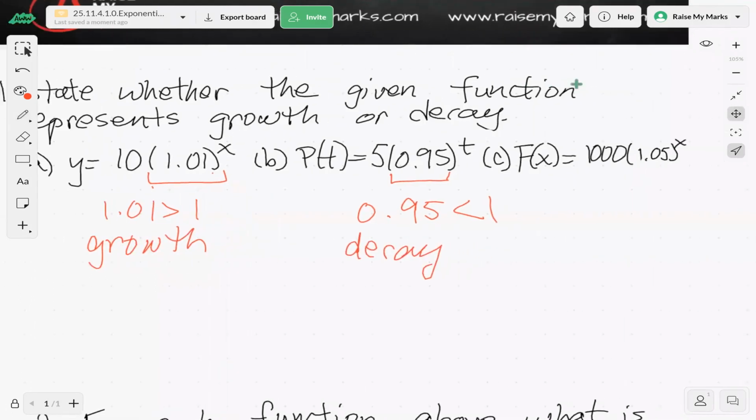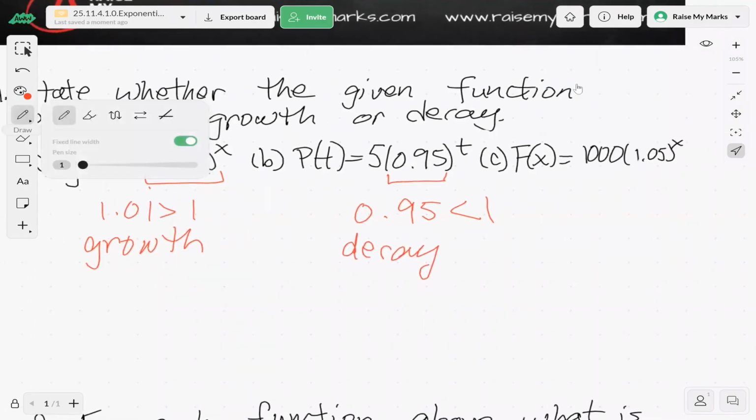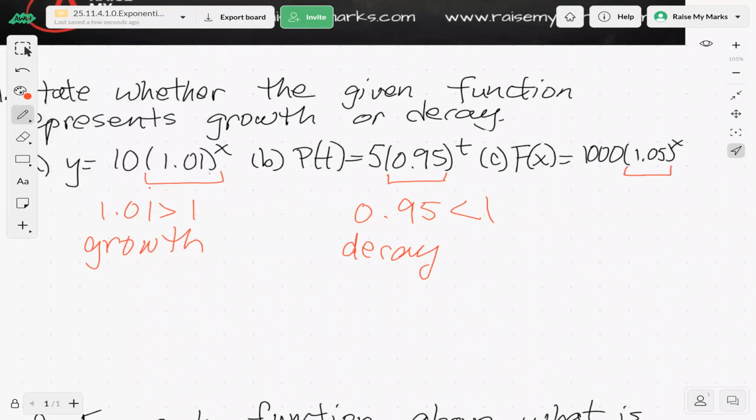And our third question, f of x equals 1,000 times 1.05 raised to the power x. Again, the value that is raised to the power x is 1.05, which is greater than 1. So we're looking at growth.